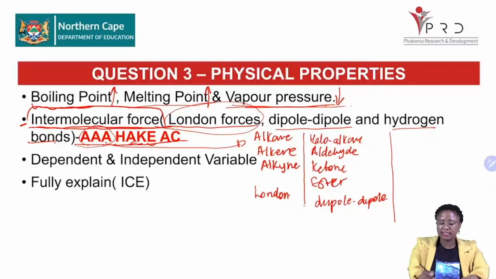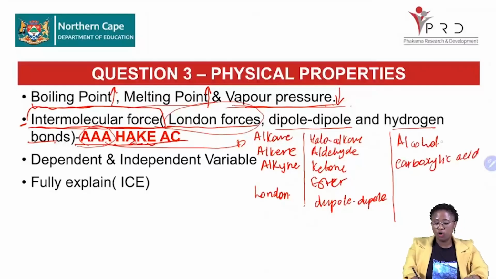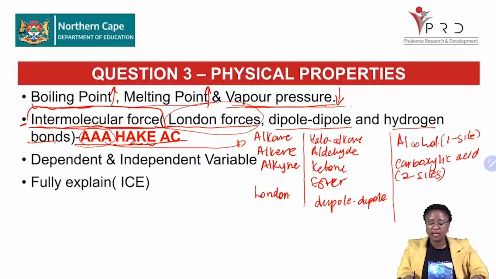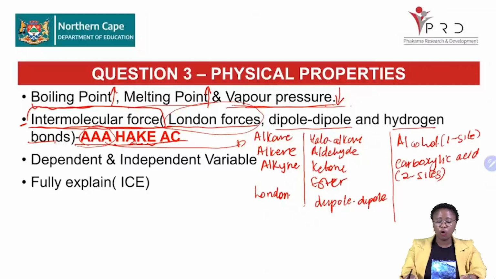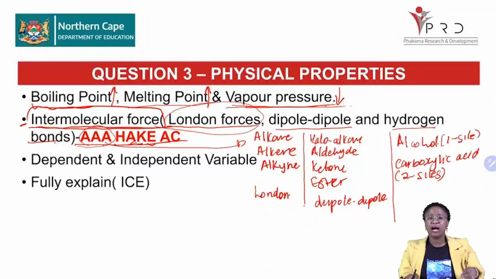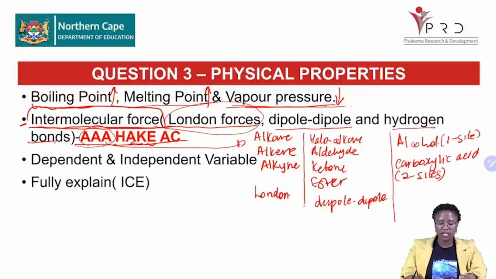Then lastly, AC, remember we have our alcohols, as well as C, which is our carboxylic acids. Remember, the alcohol has one side of hydrogen bond, while the carboxylic acid has two sides of hydrogen bonds. That makes the carboxylic acid the one that has the strongest intermolecular forces. I hope you still remember all of this, and this AAA Hague AC will assist you to remember which intermolecular forces consist of which organic compounds, or which organic compounds consist of which intermolecular forces.